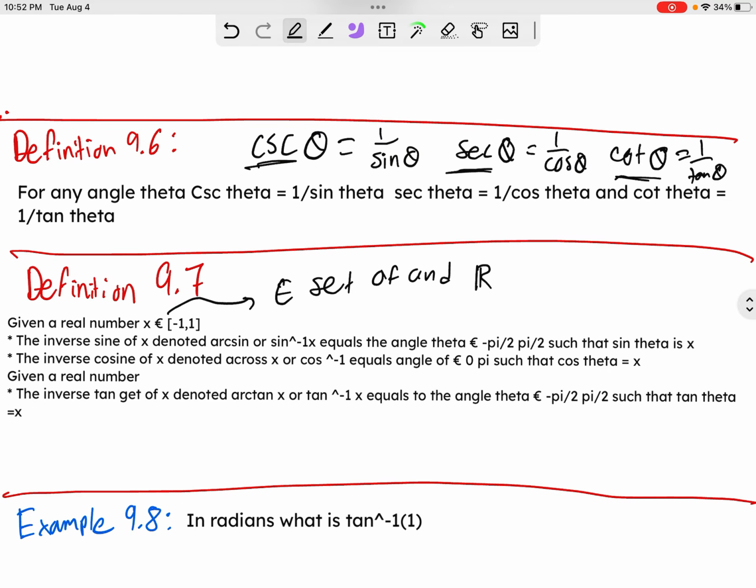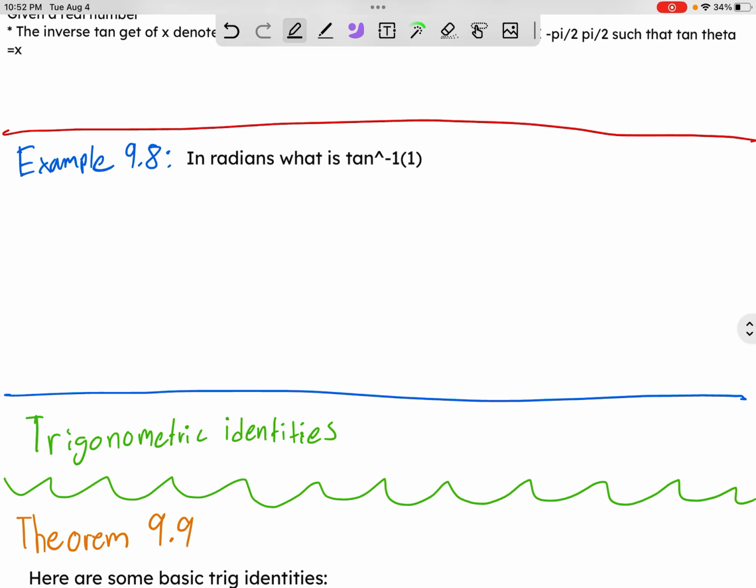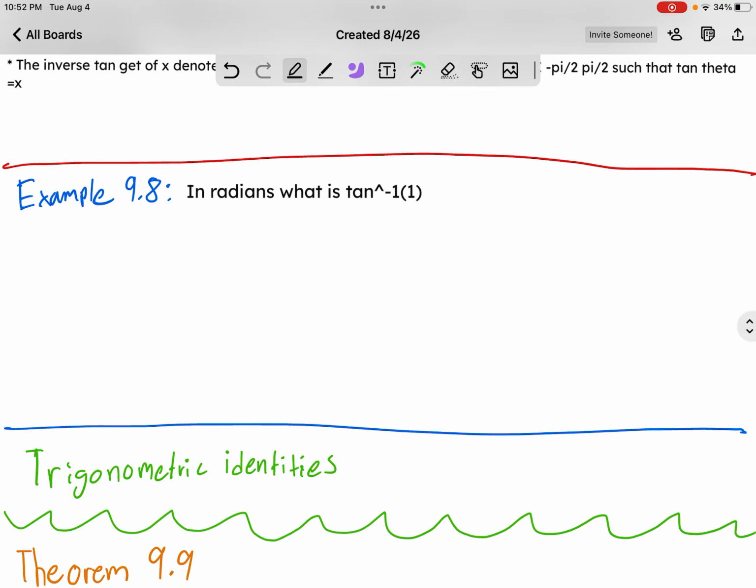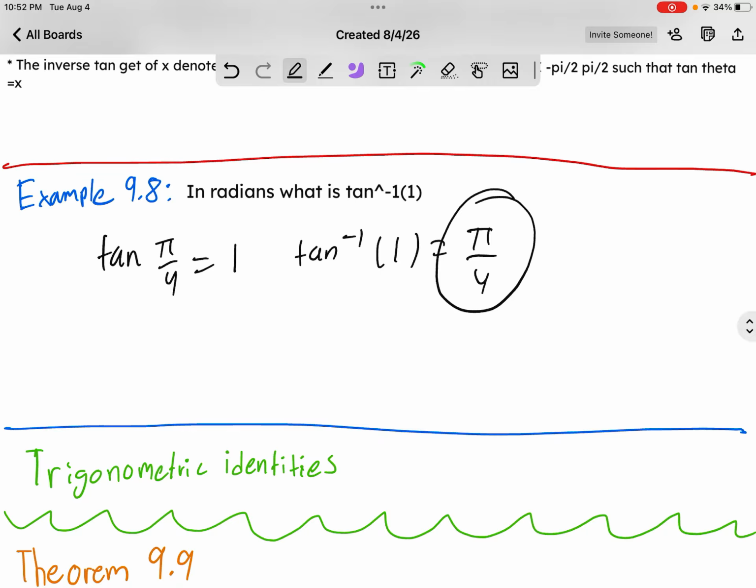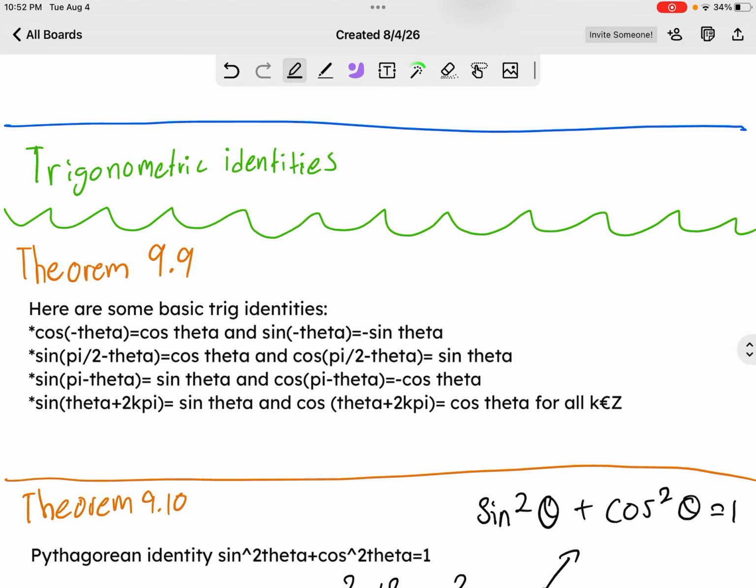Okay, so 9.8, they're asking in radians, what is tan to the -1 power of 1? We can just do tan of pi over 4 will be equal to 1. So that means tan to the power of -1 of 1 will be equal to pi over 4. Yep, that's the answer. So we're going to move on to trigonometric identities, okay?